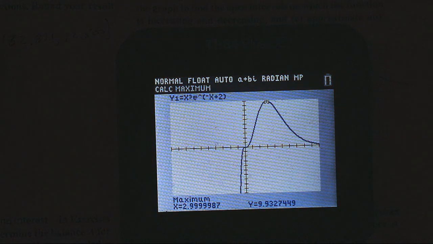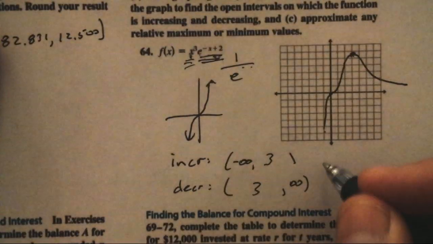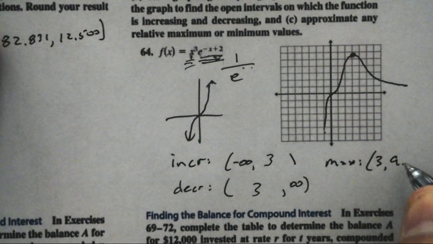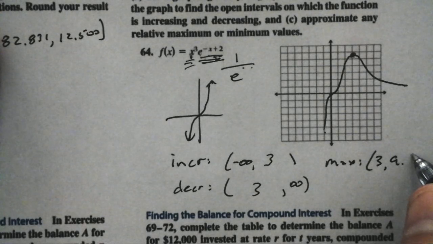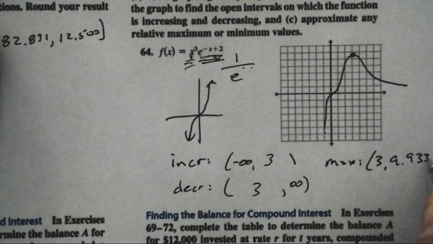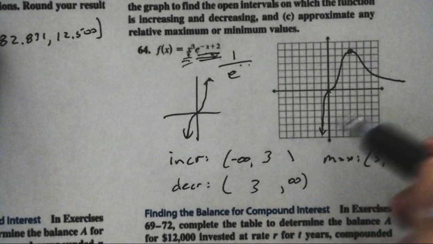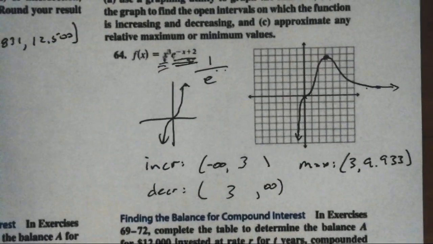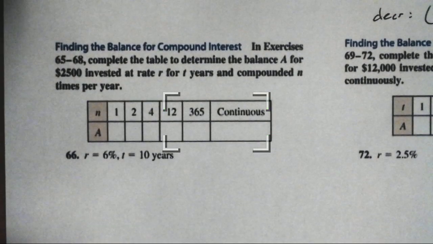Well, that is a max, and it looks like it's 9.933. So we have a maximum at 3 of 9.933. And I think that's it. I think our minimum, this is going to go down forever. I believe this is going to get pulled into 0 closer and closer. And again, you can explore on your calculator if you want to see that. Okay, got some zooming issues here.